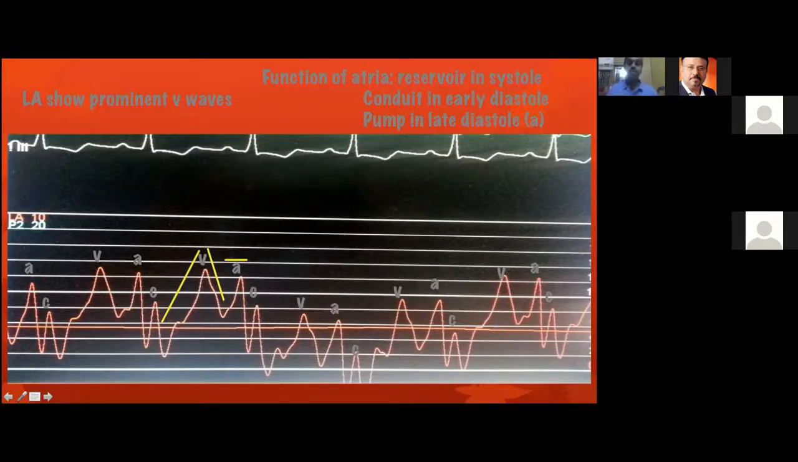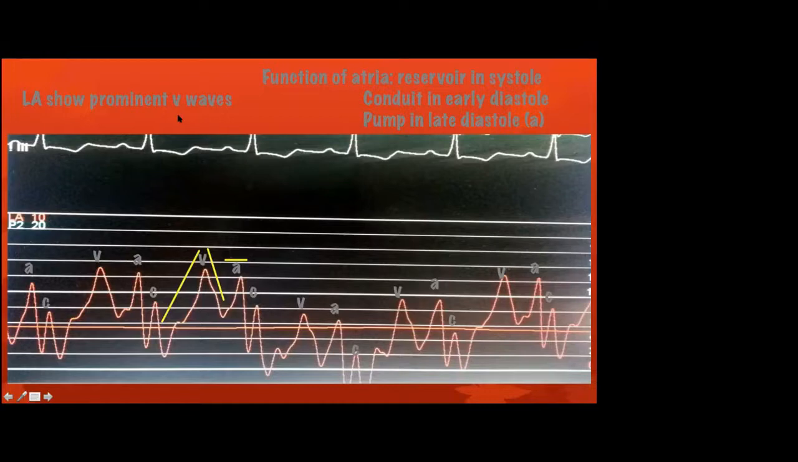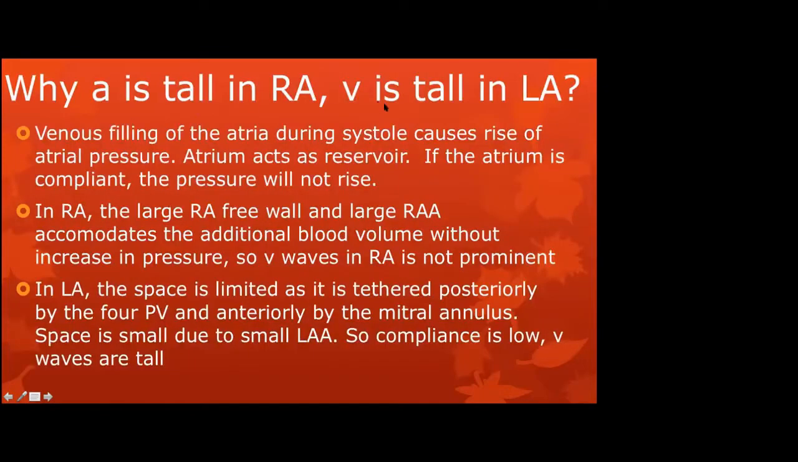Now, why is RA having taller A waves and why is LA having taller V waves? Venous filling in the atria during systole causes rise of the atrial pressure. Atrium acts like a reservoir. The right atrium is a larger atrium with a larger free wall and a larger atrial appendage, so it accommodates more and more blood. When it accommodates more blood, it accommodates that pressure, and so the V wave does not rise. So the A wave is the taller wave.